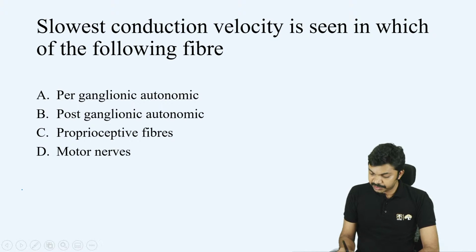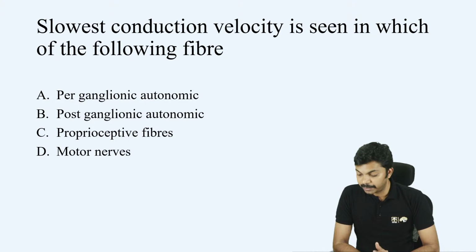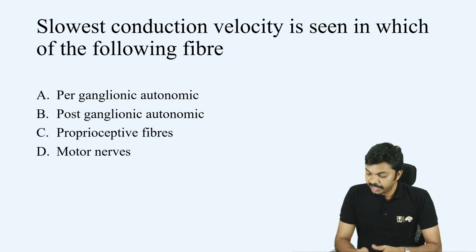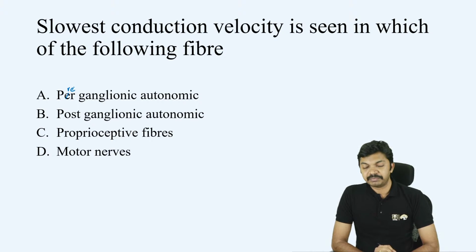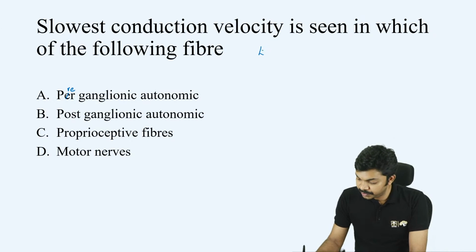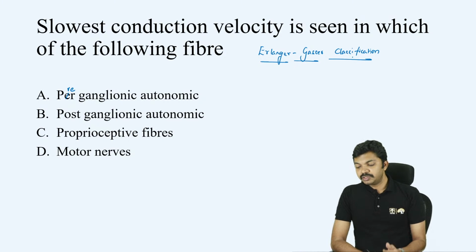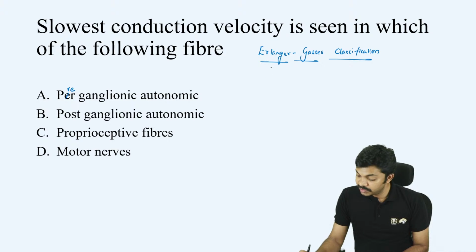Slowest conduction velocity is seen in which of the following? Option A, preganglionic autonomic. Option B, postganglionic autonomic. Option C, proprioceptive fibers. Option D, motor fibers. Slowest conduction velocity as per Erlanger-Gasser classification. Alright, so let's take up the Erlanger-Gasser classification. Fine. The slowest conduction velocity is seen with C fibers.